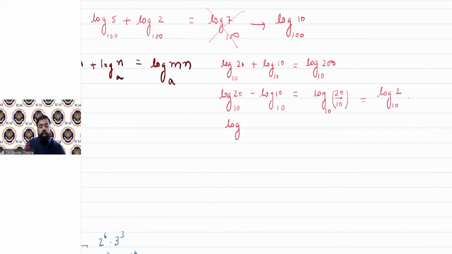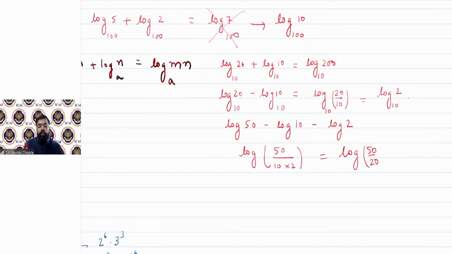Then let's say we have log 50 minus log 10 minus log 2. Two are negative, one is positive: log 50 is positive, log 10 is negative, log 2 is negative. Whatever is positive, keep that number in the numerator. So 50 will be in the numerator, 10 will be in the denominator, and 2 will also be in the denominator. So it will become log of 50 by 20, or you can say log of 5 by 2.